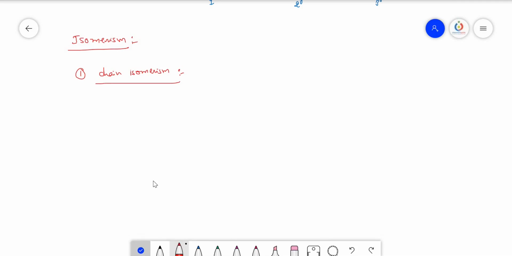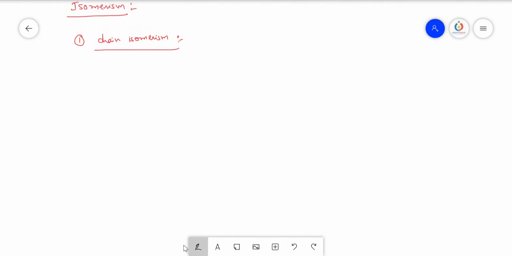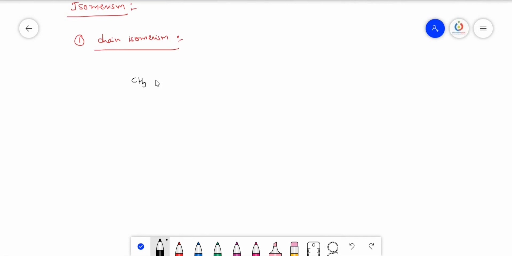So in the case of chain isomerism, they have the same molecular formula and same functional group, but different chain structure. So let us take an example. Only one example I am taking over here. In this case, this is butan-1-ol. Whenever you are speaking about any isomerism, you have to take two compounds. Then only it is called isomerism.